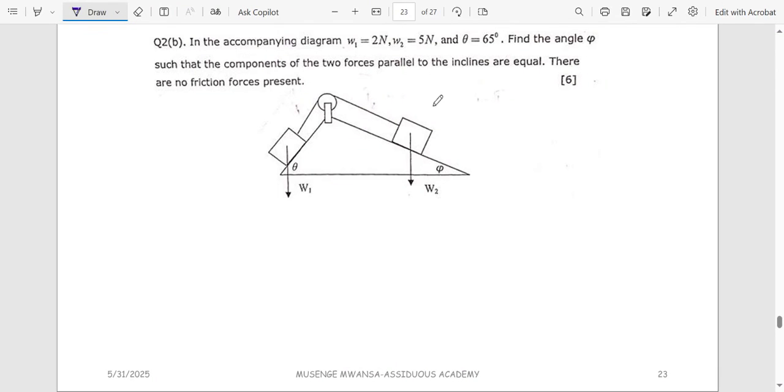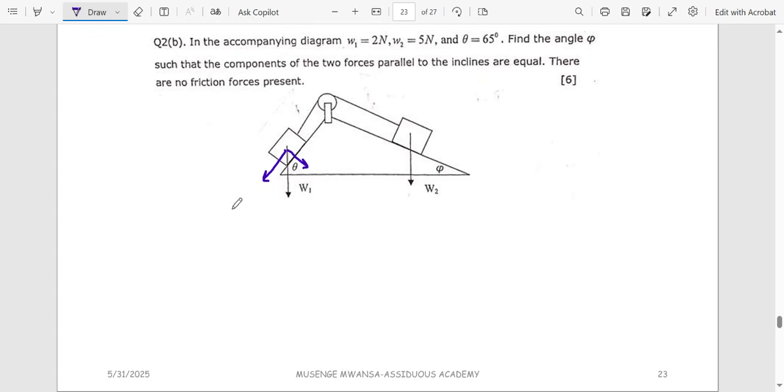Forces parallel to the incline are equal. You can see what the forces are. You have got W2 and W1. As you've been saying, when you're working on an incline, if you have forces that are going downwards, they are going to have two components. You have a component that goes in this direction and then a component that goes in this direction.